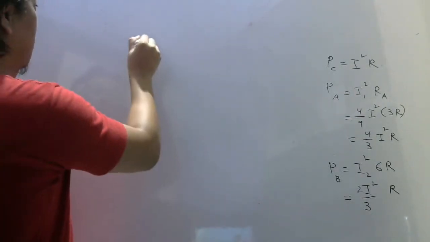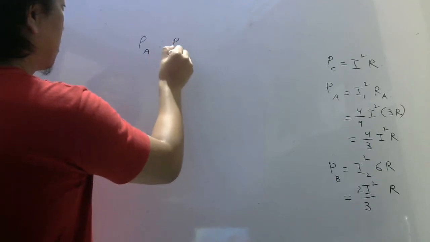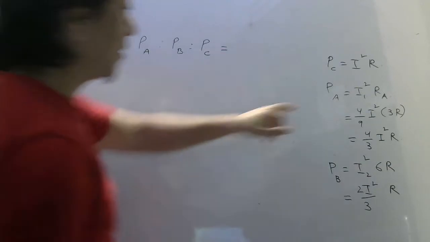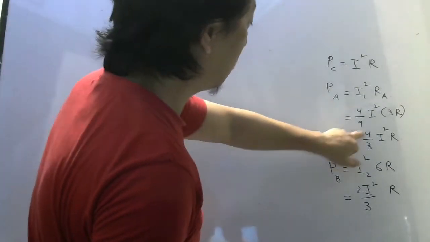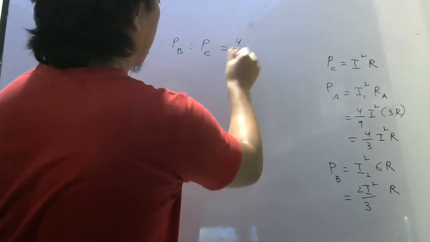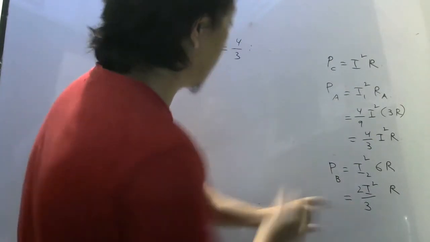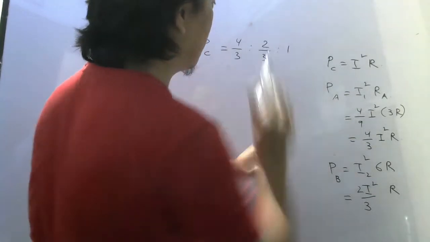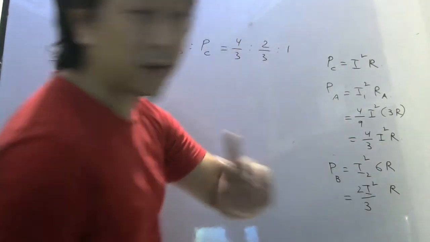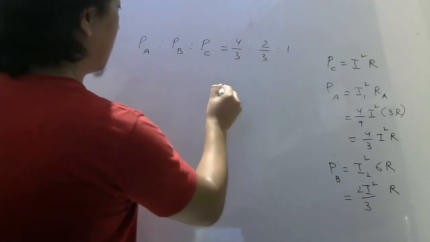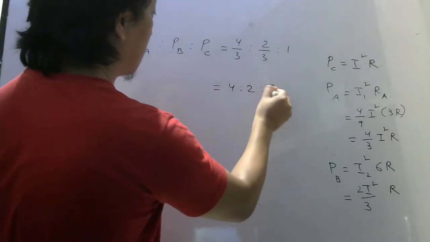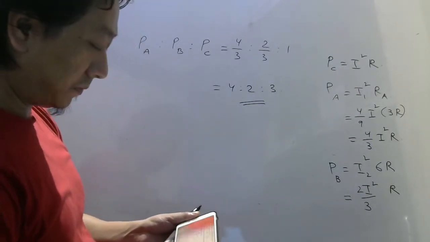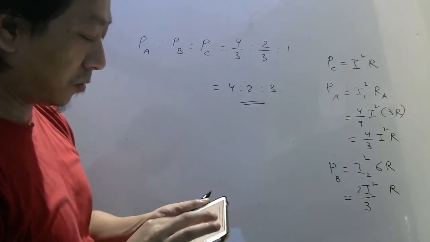So power consumed by A is to power consumed by B is to power consumed by C. What will be the ratio? First is this, A, this is 4 by 3. B is 2 by 3. And C is just 1, right? I square R, I square R, I square R will cancel. So you can multiply by 3, 4 is to 2 is to 3. So that would be the ratio. Which is the right option? 4 is to 2 is to 3. Option C.